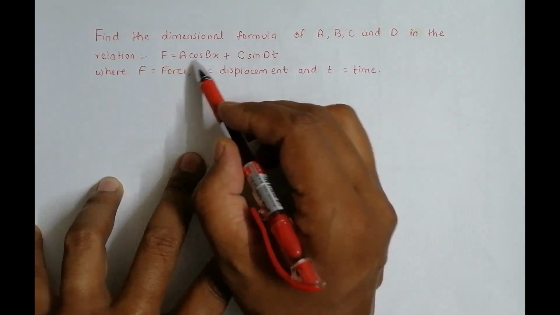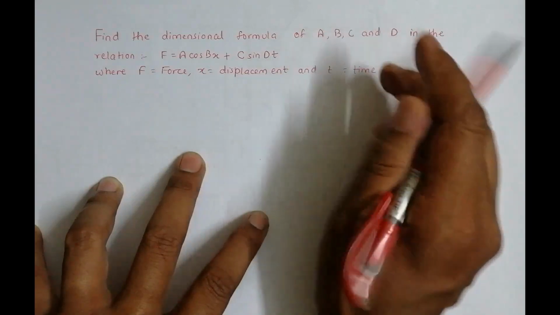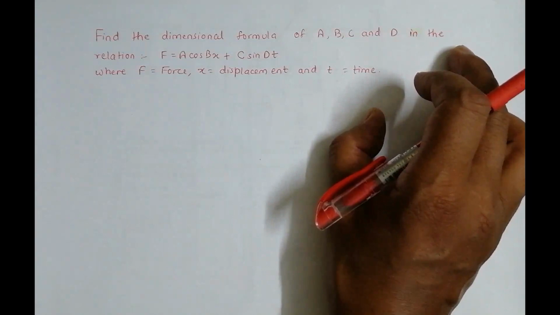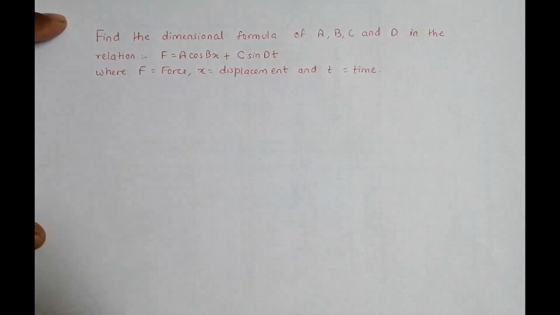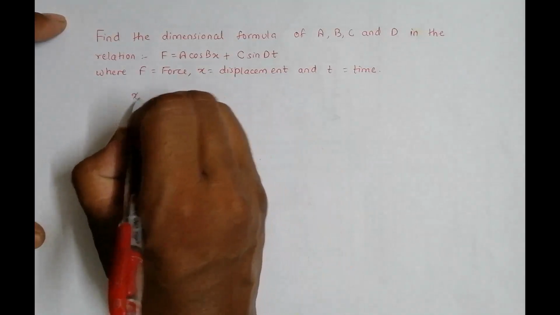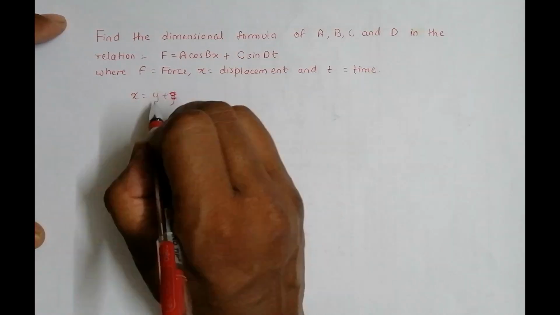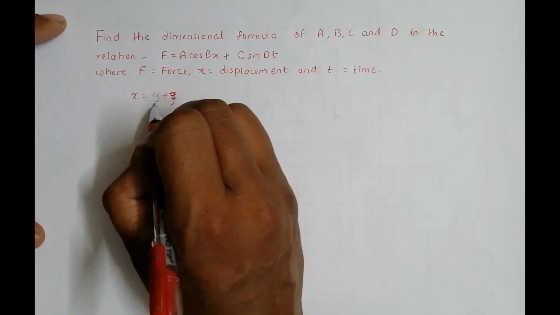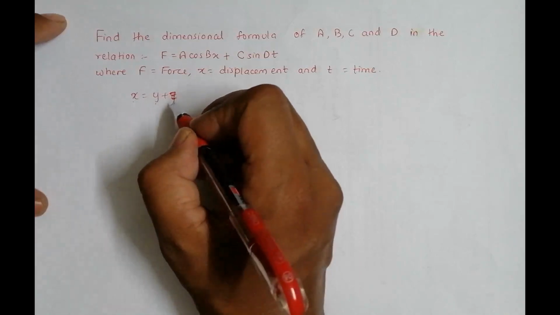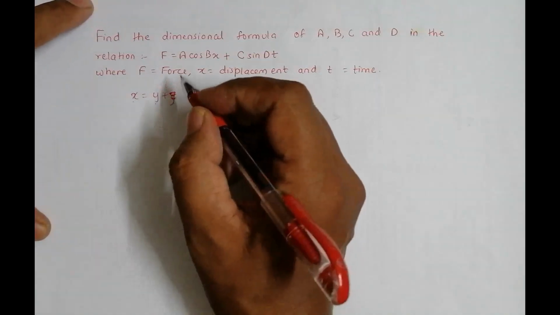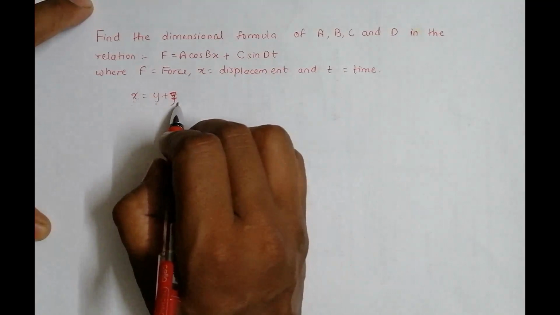So force equals A cos bx plus C sin dt. So we have to find the dimensional formulas of A, B, C and D. Before that, what we must remember is that during the expression of any physical quantity, if one physical quantity is equal to another plus another plus another, the units of these should be the same. If units are the same, the dimensions also become the same here. So this and this should have the same dimensions, this and this should have the same dimensions, and this and this should have the same dimensions.